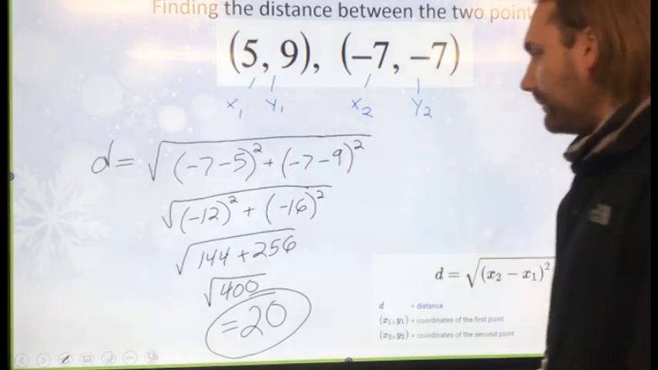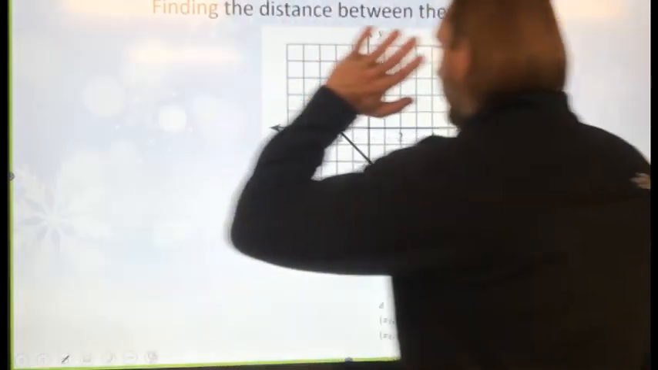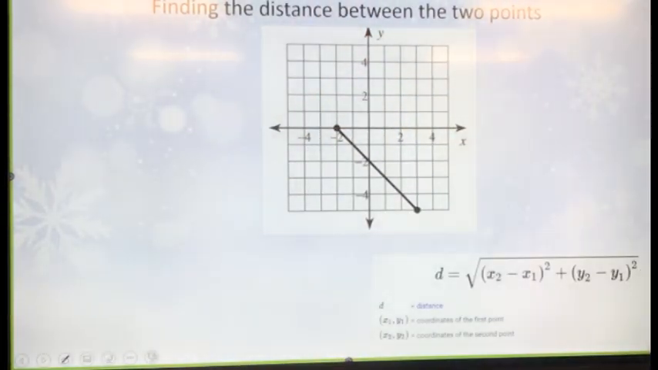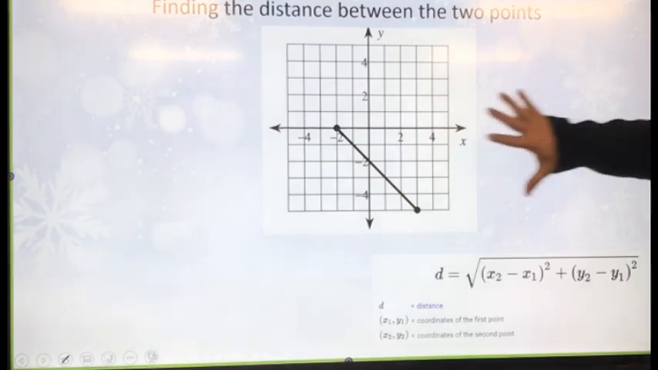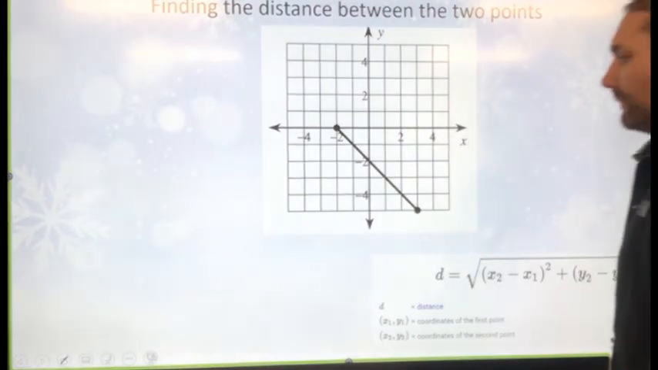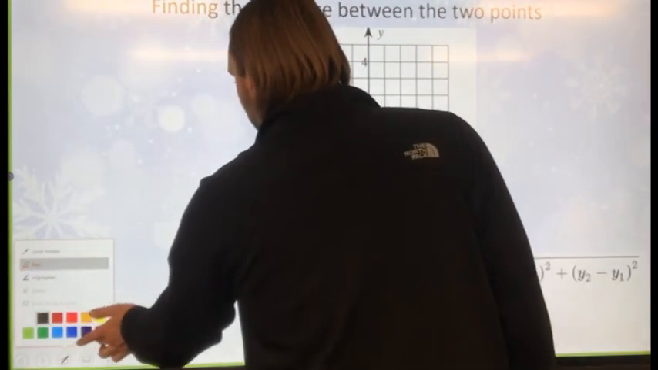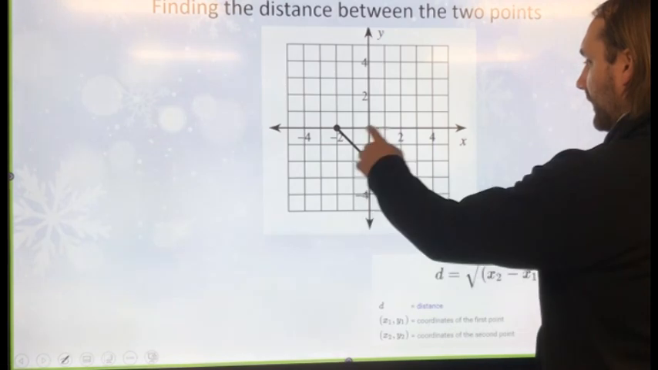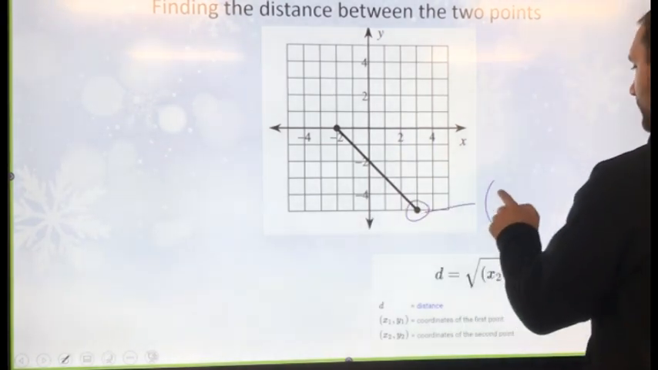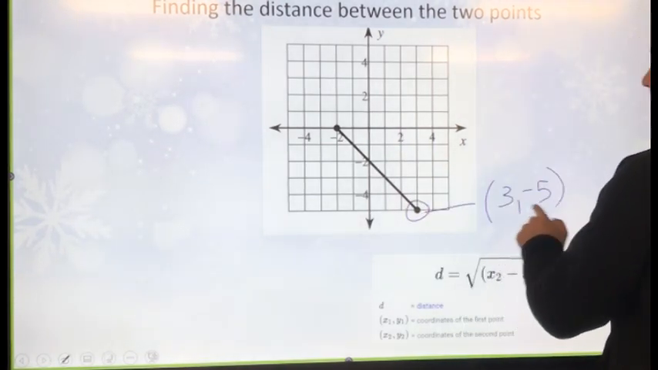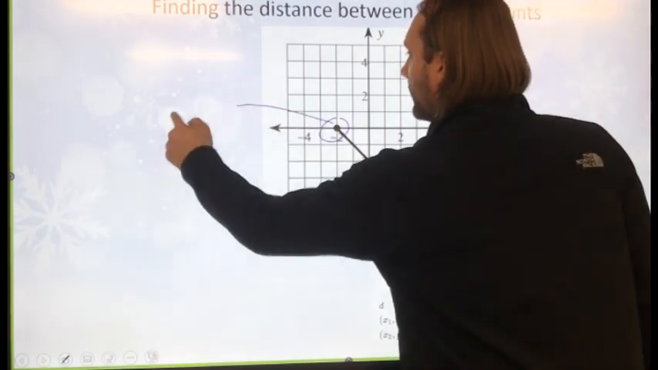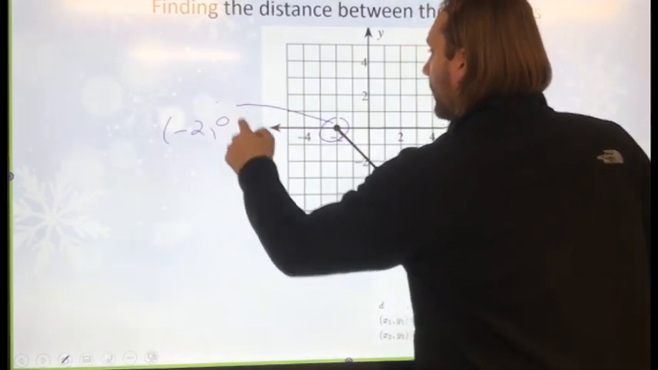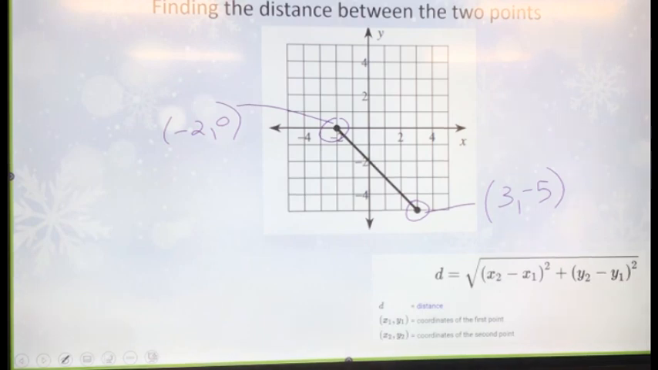Okay? Now what if you aren't given the coordinates, but you're given a graph? I need coordinates for my distance formula. How can I grab those from the graph? Point and point. So give me one of my endpoints. I see 3 and -5. And what? -2, 0. Very good. So you just go from there? Yep, just go from there. Now find the distance.